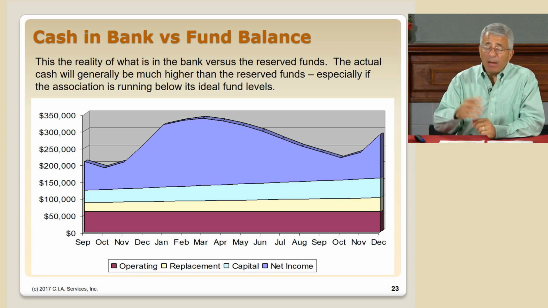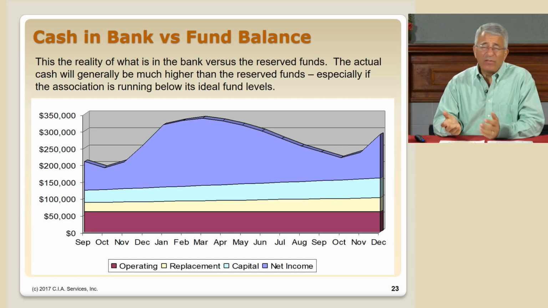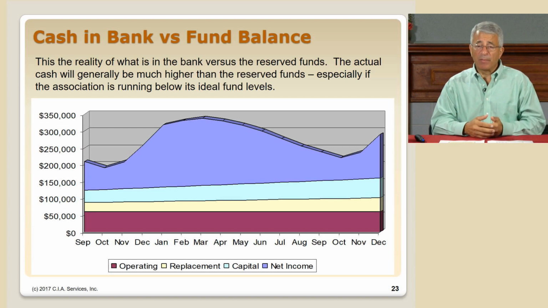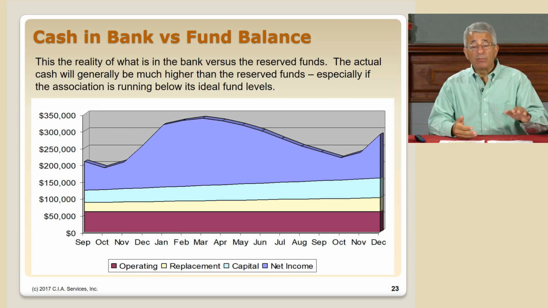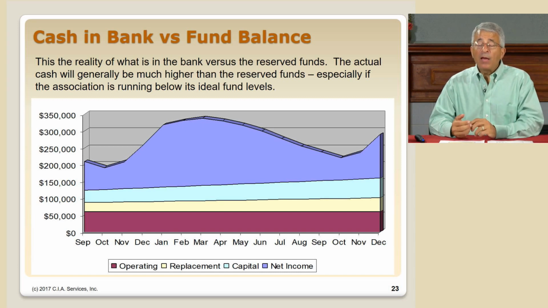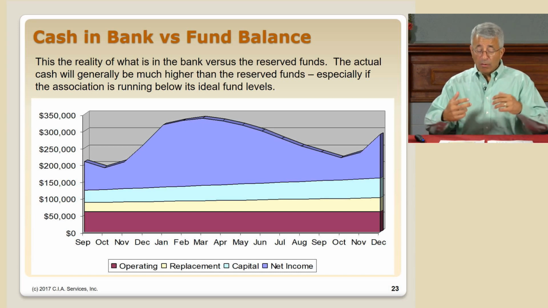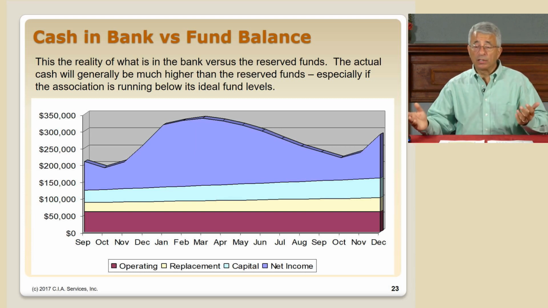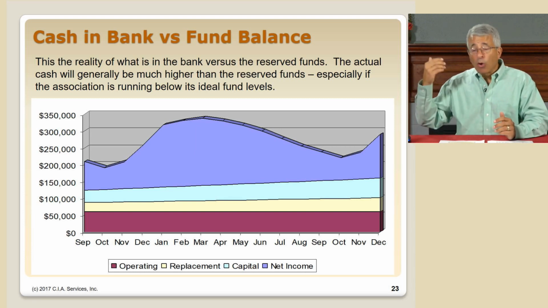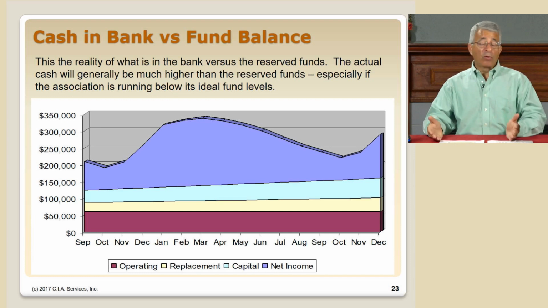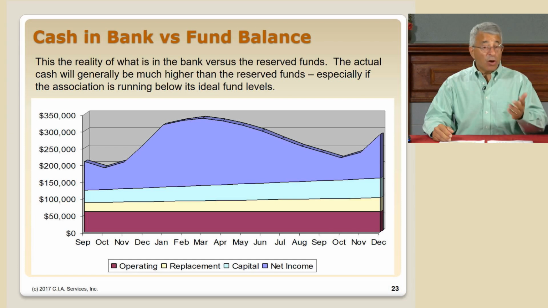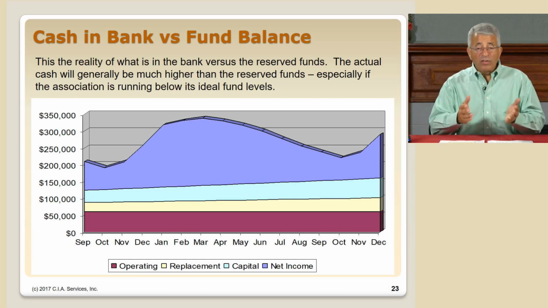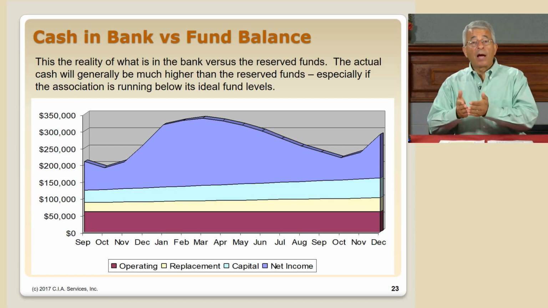And by September of each year, all the revenues that are going to come in have pretty much come in. And we're just spending money. And so our total cash in the bank keeps dropping and dropping. And then what do we do? C.I.A. Services presents you with a super budget. You say, oh, this is cool, approved. We send out assessments, and what do homeowners start doing? We send out the assessments maybe in October. They start paying. So all of a sudden, our revenues start coming in.